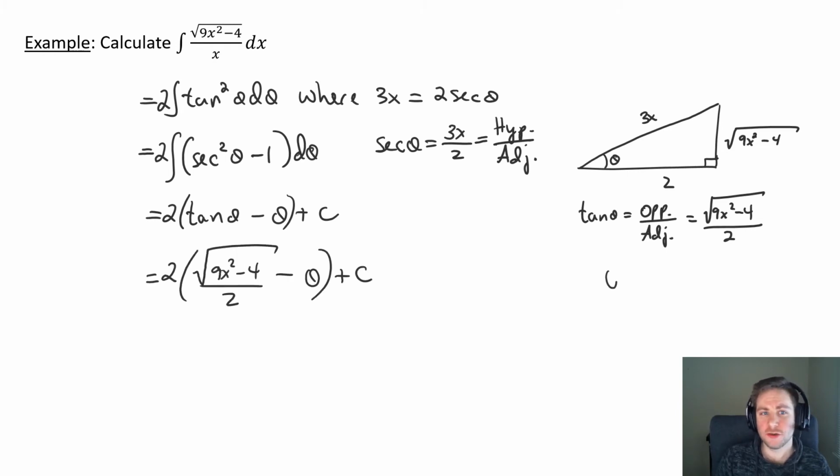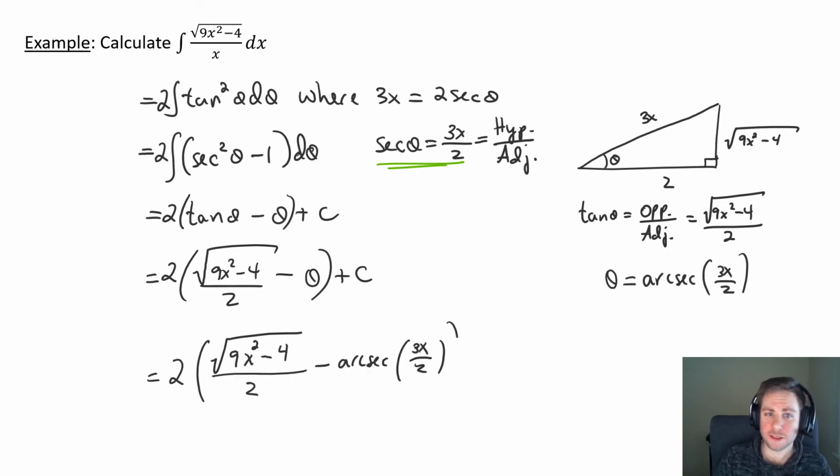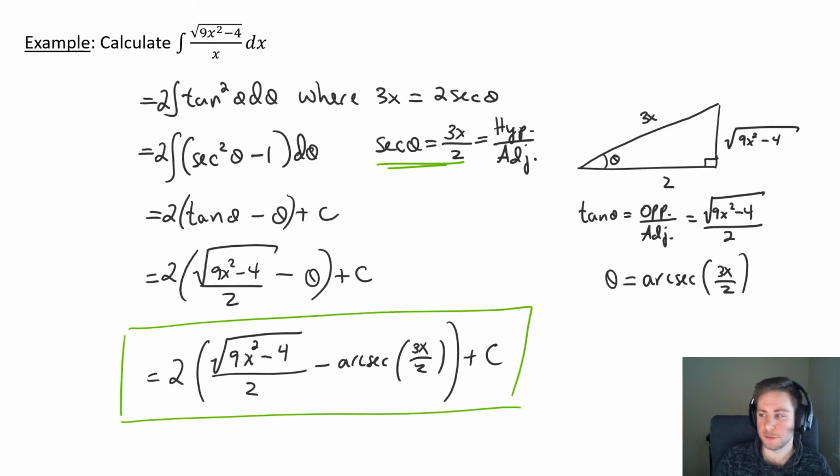We also need to know what theta is equal to, but unfortunately theta doesn't represent the ratio of two sides, but rather it's the angle itself. So the best we can do is look back to the substitution we made and try to get the theta by itself. And that's done by just applying arcsecant to both sides. And so theta is arcsecant of 3x over 2. Just plug that into your answer and you're finished with this problem.